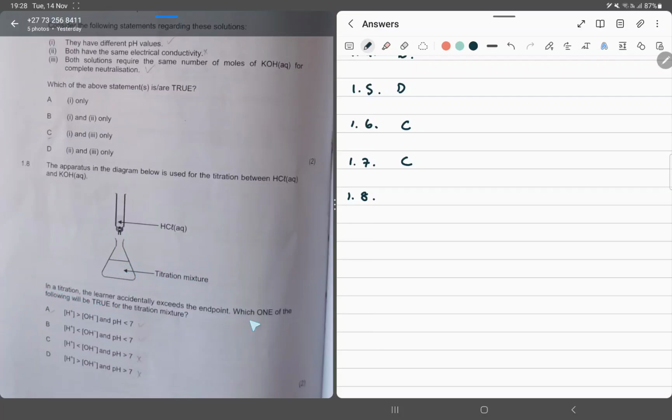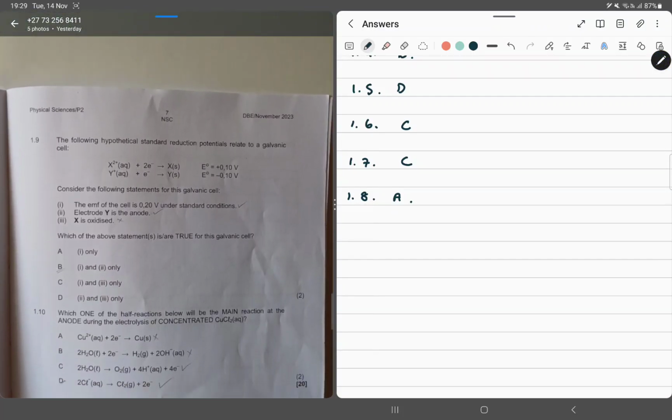Now it says, which one of the following will be true for the titration mixture? Obviously, we'll have more hydrogen ions because we've added more acid than necessary compared to the hydroxide ions, okay? And the pH will be less than 7. So A effectively is the best answer. Let's not even beat about the bush when it comes to this one.